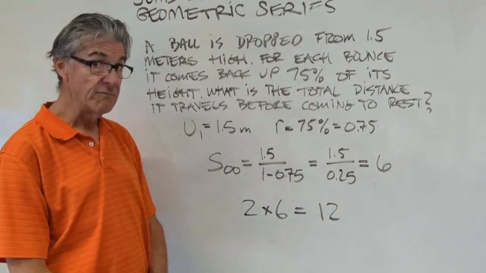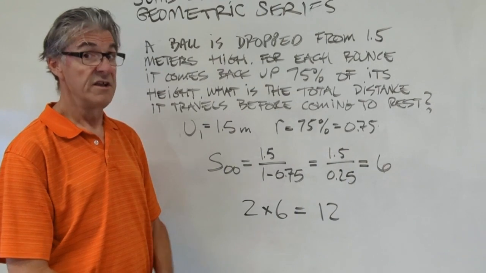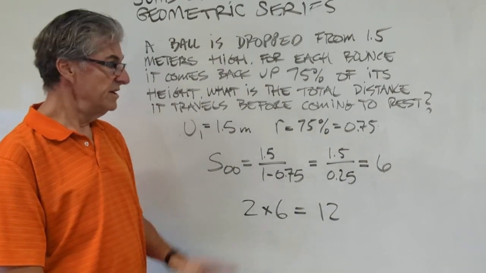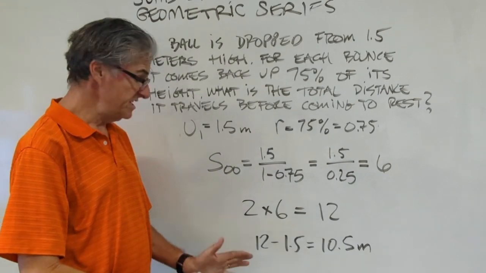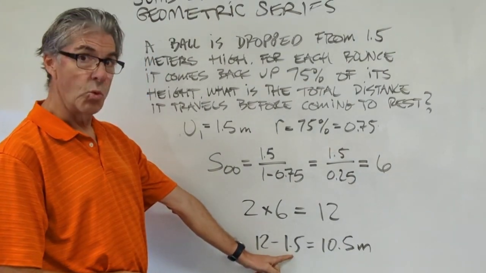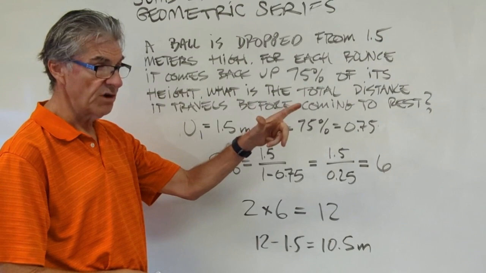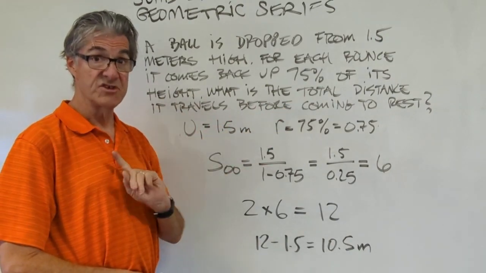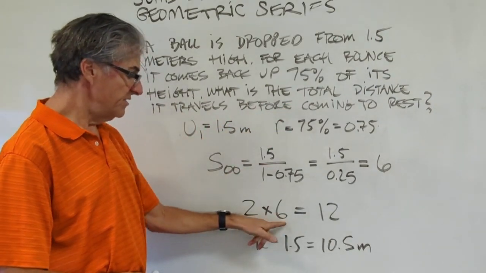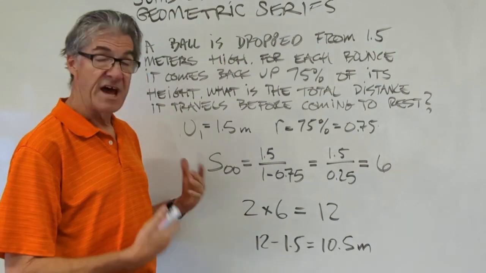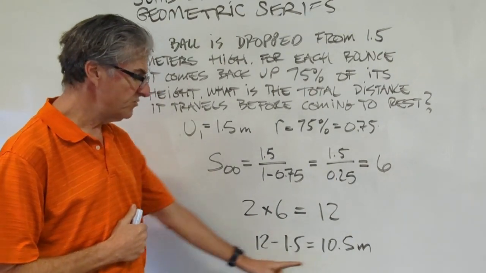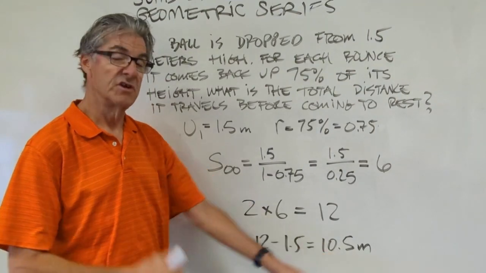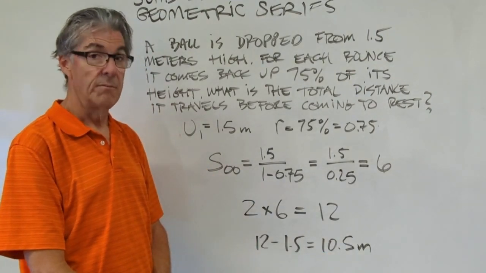Now, think about that one, because we're not done. There's one more thing we have to do to get the total distance traveled by the ball. So here's the deal. It only travels the 1.5 from the first drop one time, not twice. When we multiplied the 6 by 2, that included that first drop 2 times. So I have to subtract 1.5 from my 12 to get 10.5 meters for the total distance traveled by the ball.